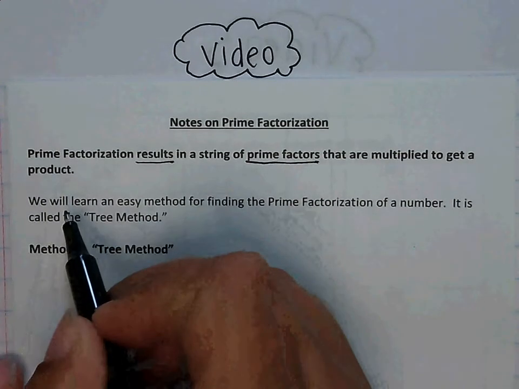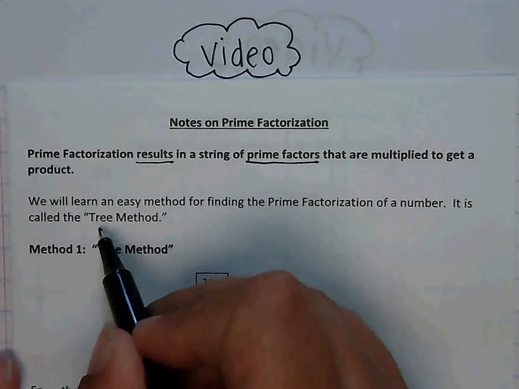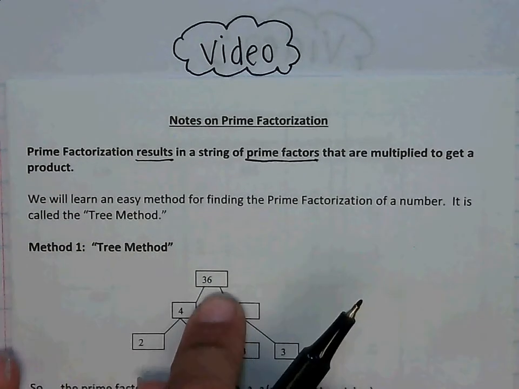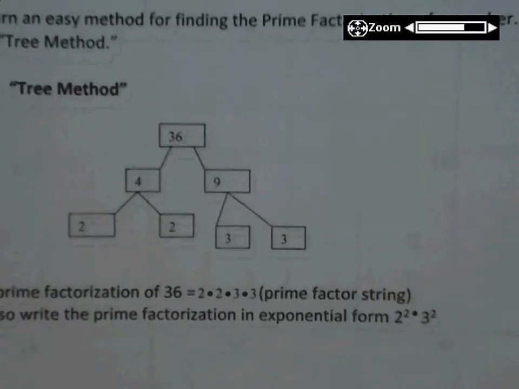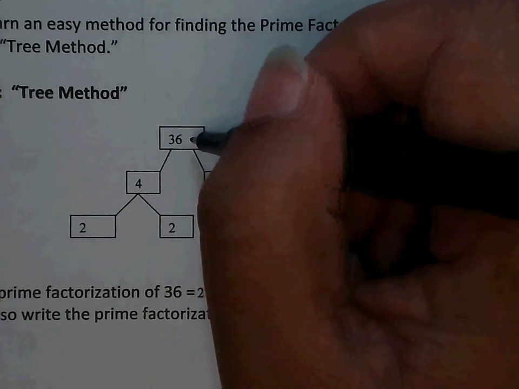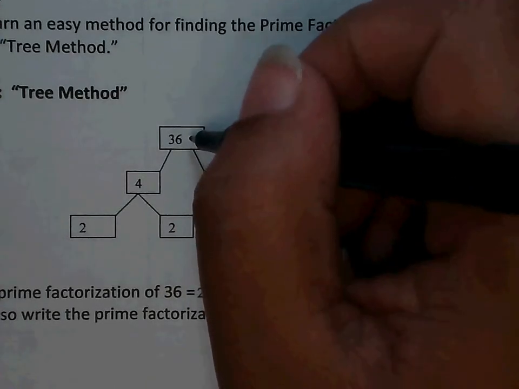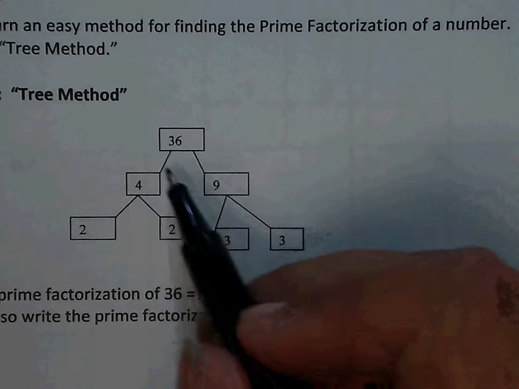We will learn an easy method for finding prime factorization of a number. It's called the tree method. So here's an example of the tree method. I'm going to take the number 36. I'm going to break it down into two factors. So factors of 36, there's a lot of them: 1 and 36, 2 and 18, 3 and 12. So I'm just going to choose 4 and 9. So I broke it down to 4 and 9.